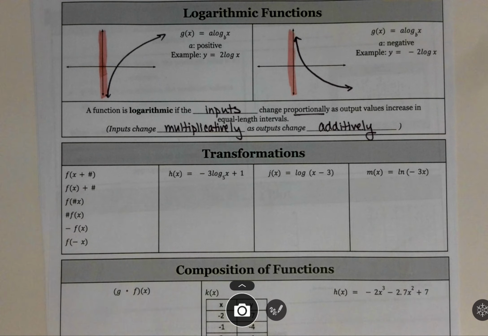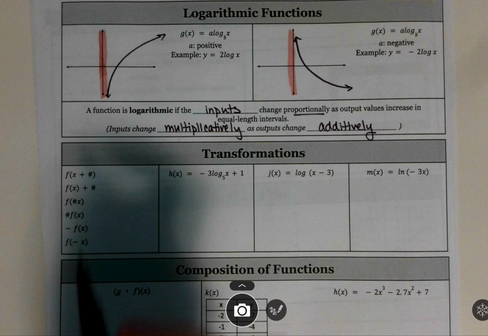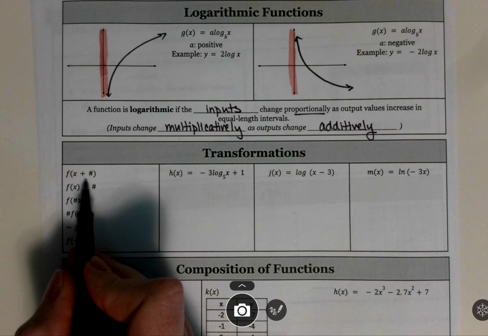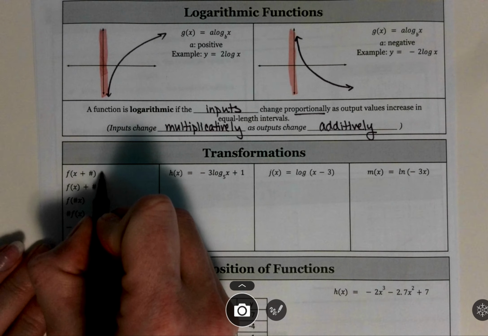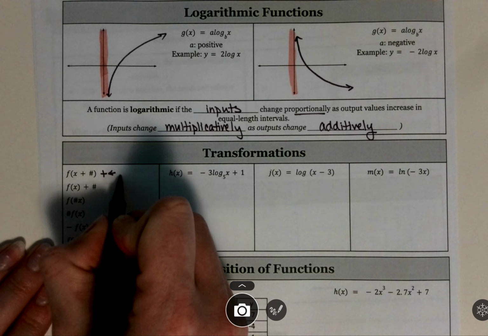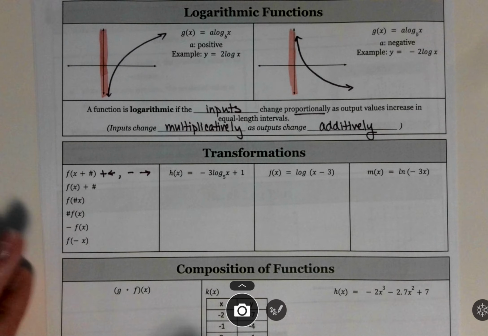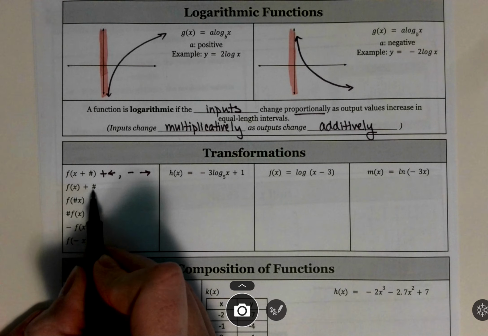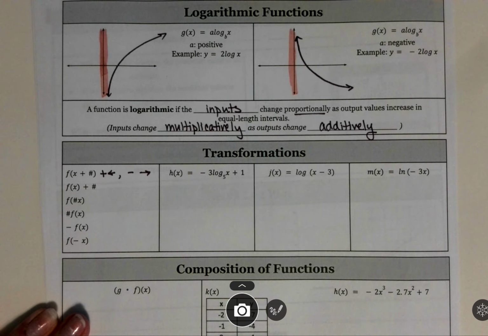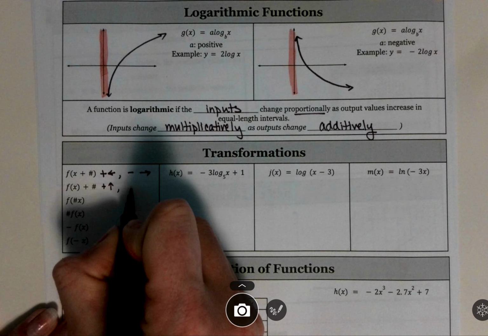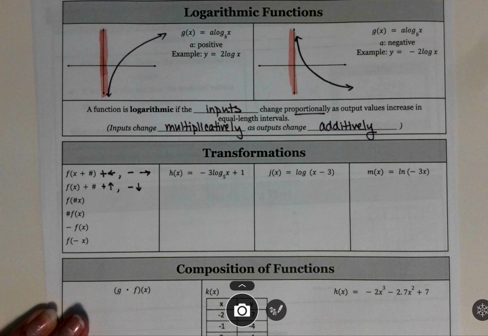So I do want to talk about a couple transformations. Here we're just going to go through pretty quickly. When we have a number that's being added or subtracted on the inside, if it is being added, then it is moving left. If it is being subtracted, then it is moving right. If we are adding or subtracting on the outside of our function, outside of parentheses, outside of that logarithm, if it's adding, we are shifting it up, and if it is subtracting, we are shifting it down.